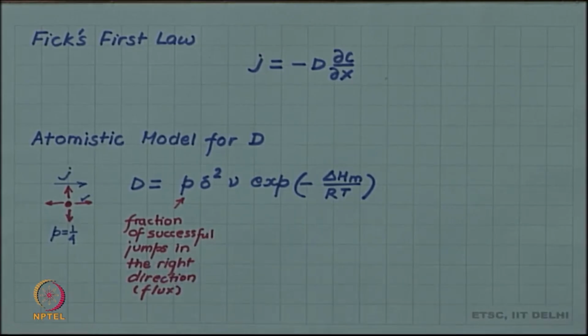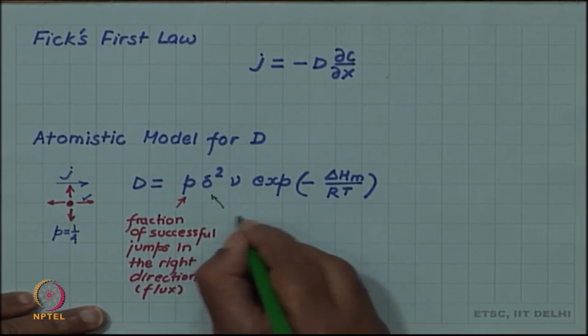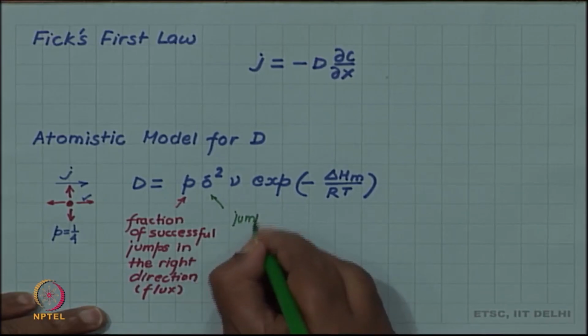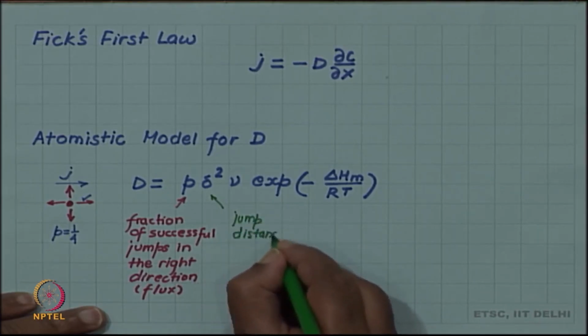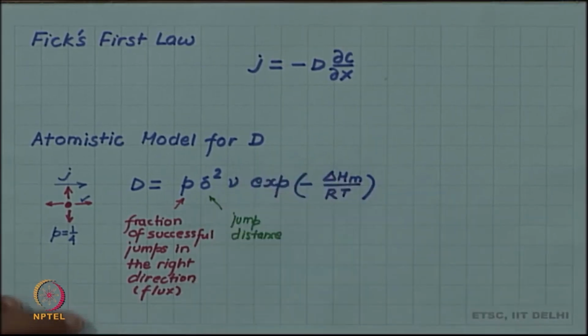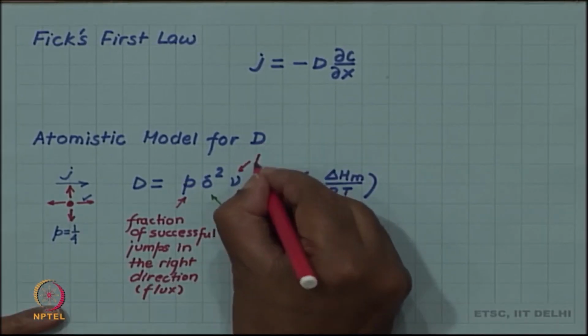Delta is the diffusion distance or the jump distance. Nu is the jump frequency.